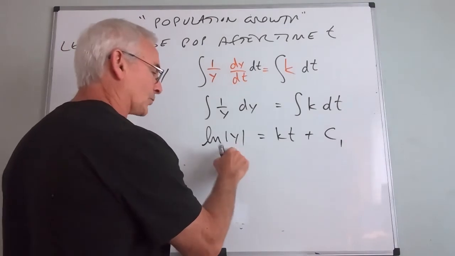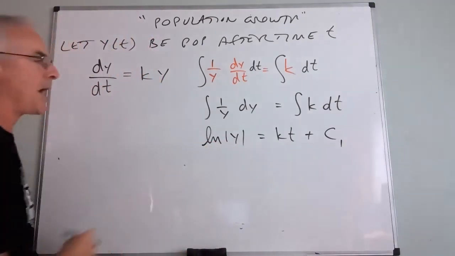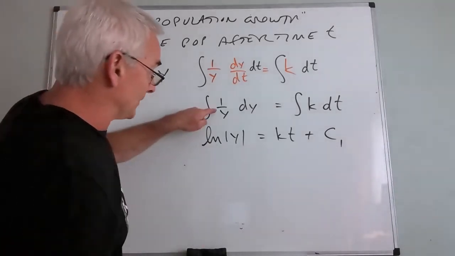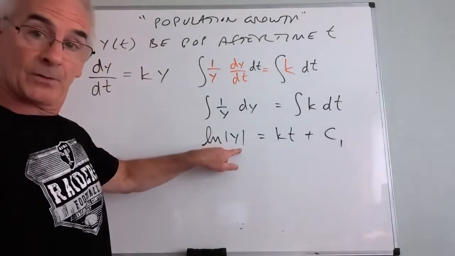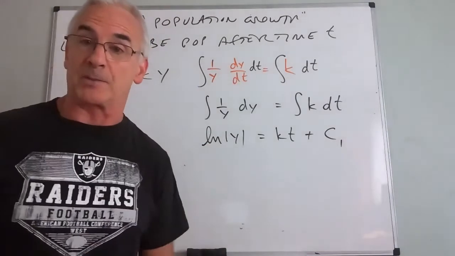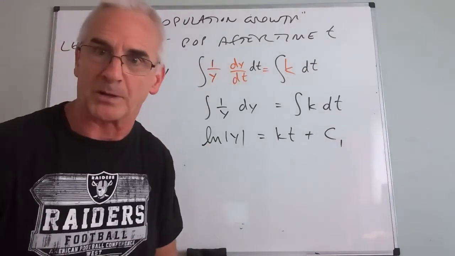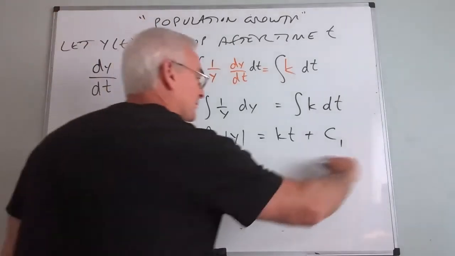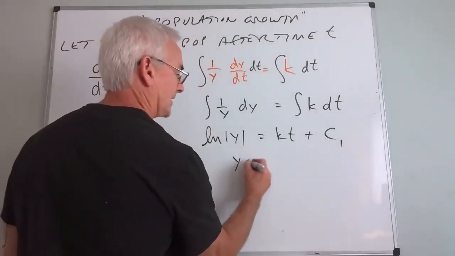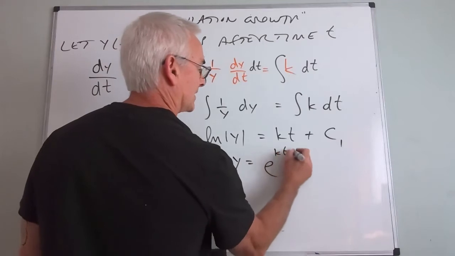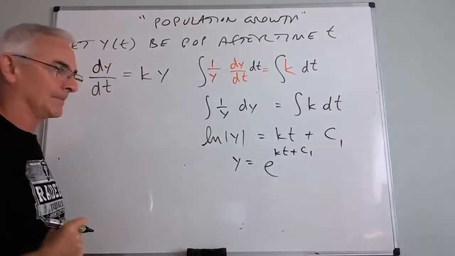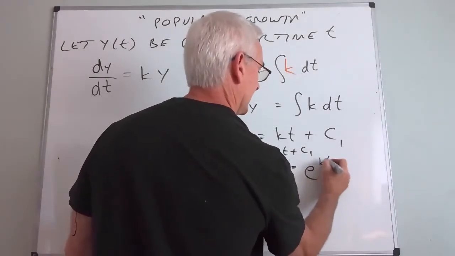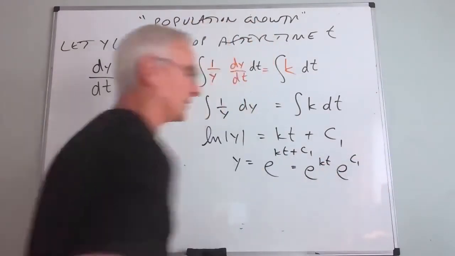Now, I'd like to write y equals. Y was a population, so y can't be a negative number. The antiderivative of this is log of absolute value, but in this case, y is a strictly positive quantity, unless, of course, I have 0 people, in which case I'll continuously have 0 people. So when I exponentiate both sides, I will get y equals e to the kt plus c1. Rules of exponents tell me this is equal to e to the kt times e to the c1.